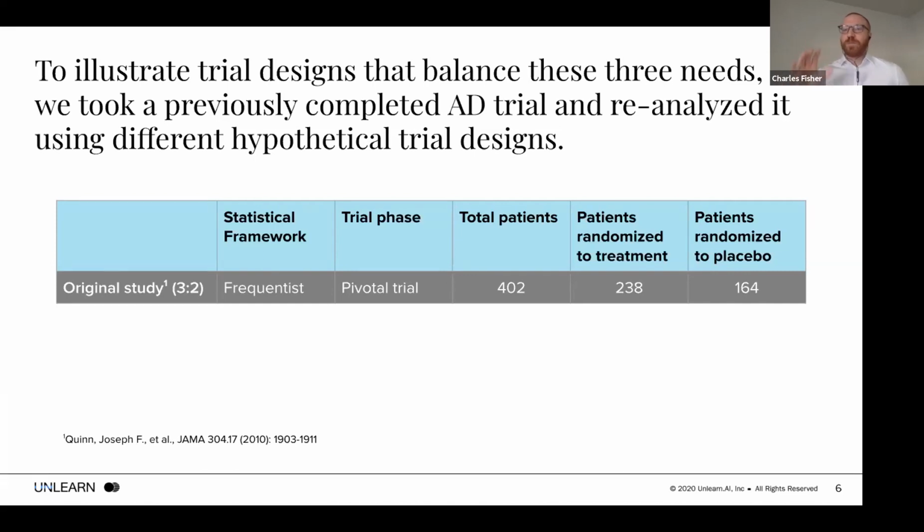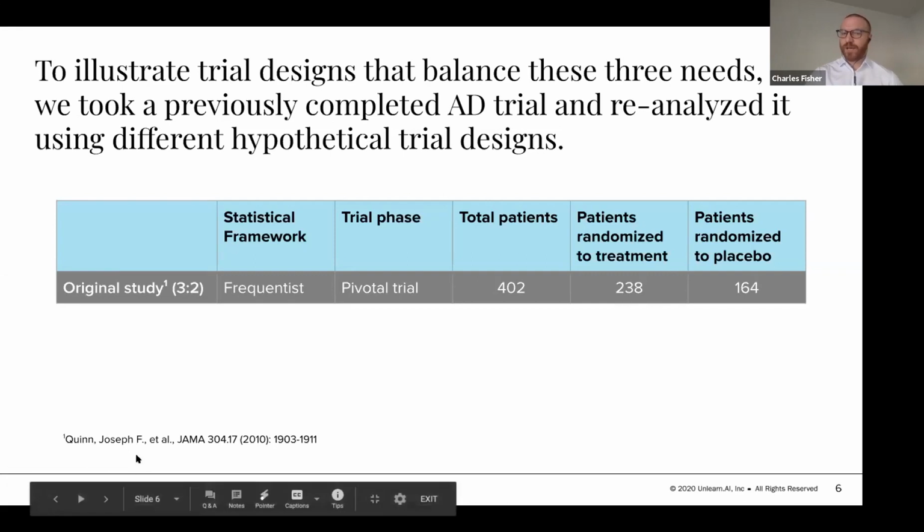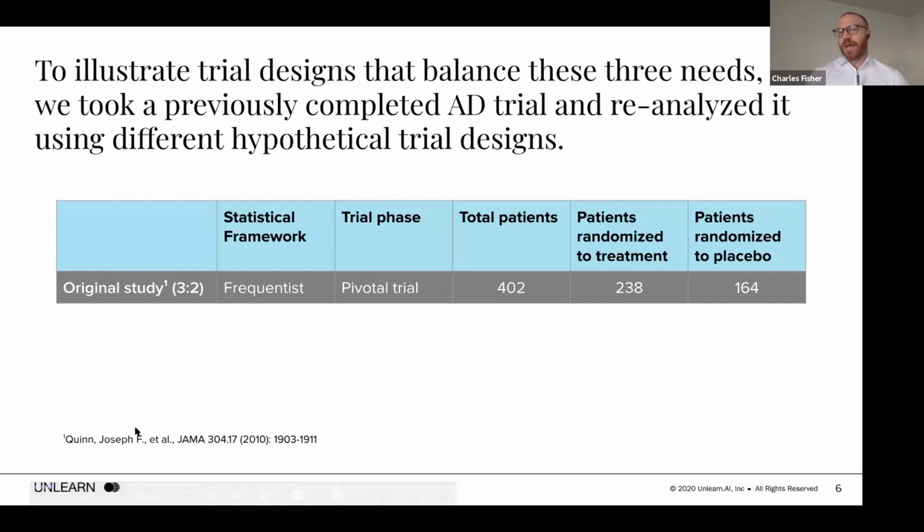And we're going to do this by taking a previously completed clinical trial in Alzheimer's disease, this trial by Quinn et al. from 2010, that had approximately 400 patients in a 3-to-2 randomization ratio. So 3 patients received the active experimental treatment in this trial for every 2 patients that received the placebo. And we're going to reanalyze this trial under different hypothetical scenarios.